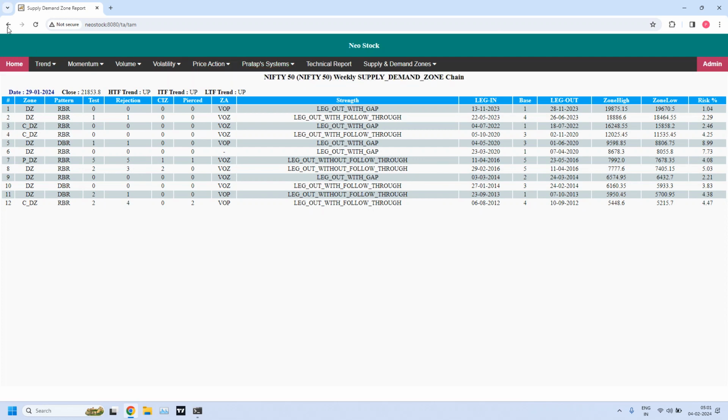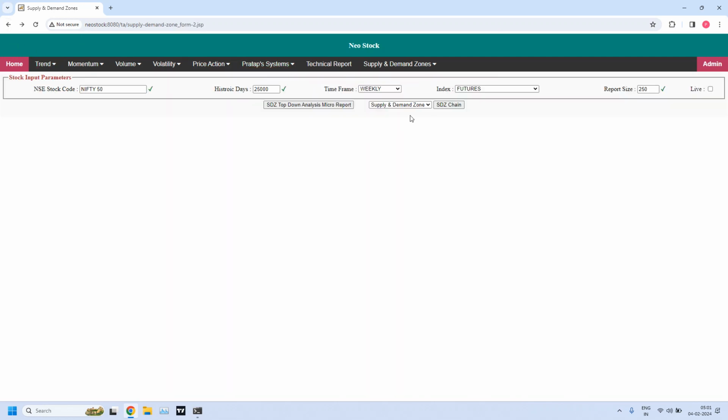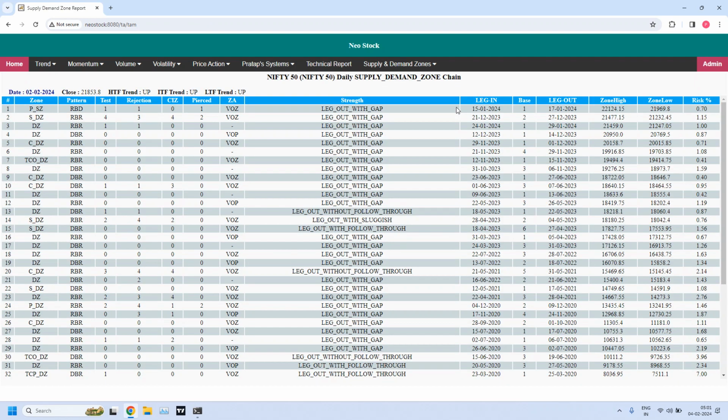So now let me go to the next time frame, that is daily. I'm changing the time frame to daily. Let us look into this daily supply demand zone chain. See, Nifty is having one supply zone, but it is already pierced. On last Friday, Nifty 50 touched the all-time high and then immediately came back to this zone. That way, this zone is pierced.